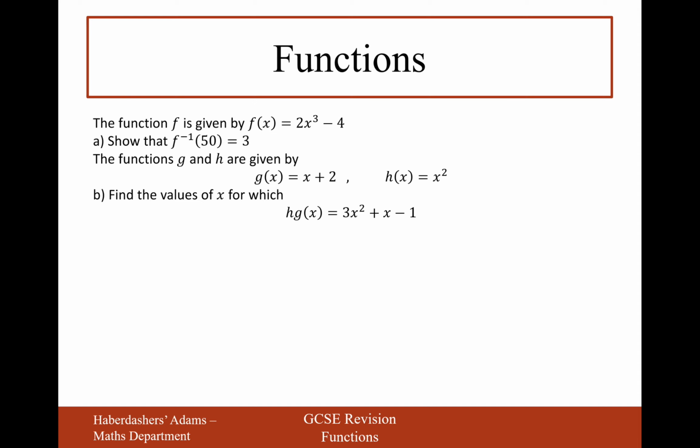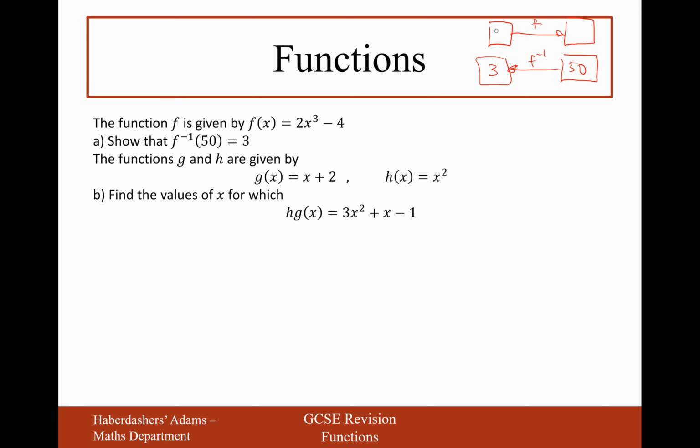Okay, so for part A, I'm going to do part A a very sneaky way. What we're effectively saying here is that if we take some value and apply the f function, it goes to another value. But if we take the answer of 50 and we apply the inverse function, it will take us back to the number 3.